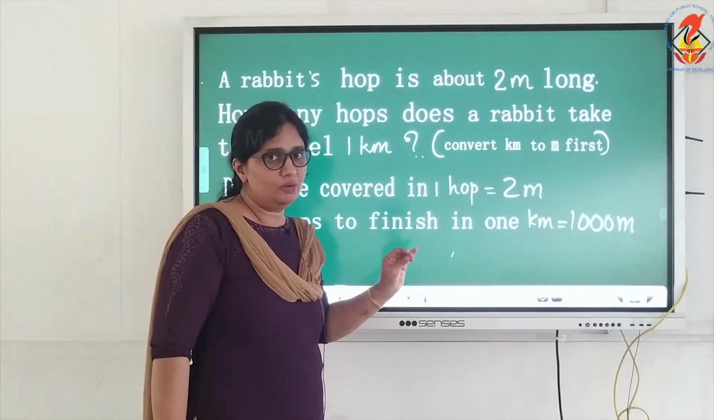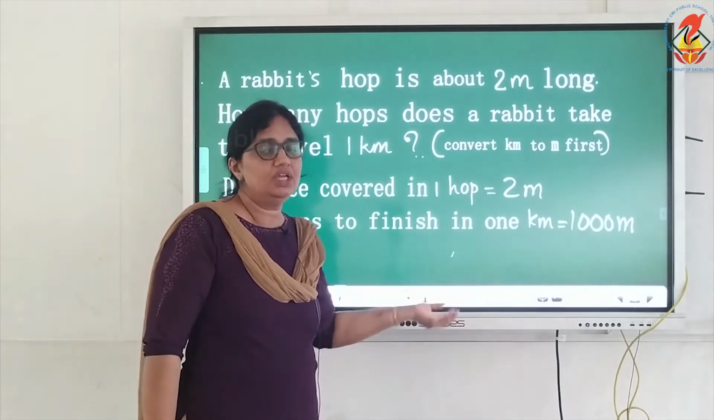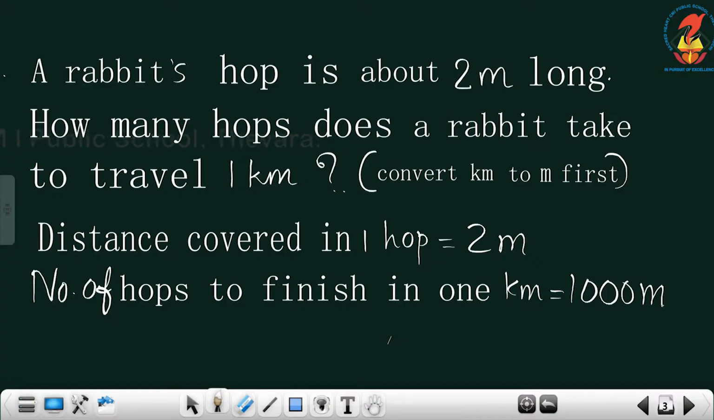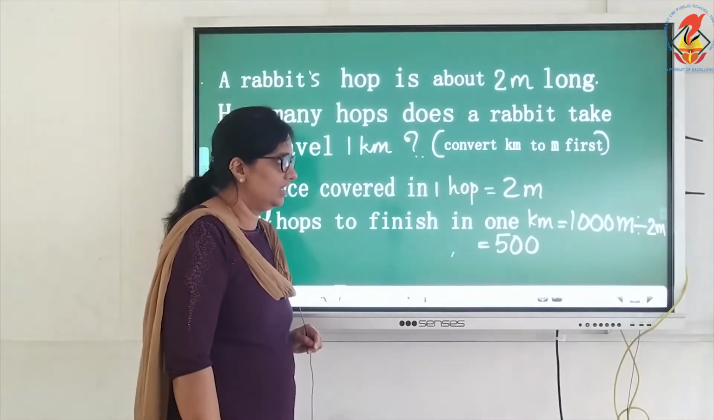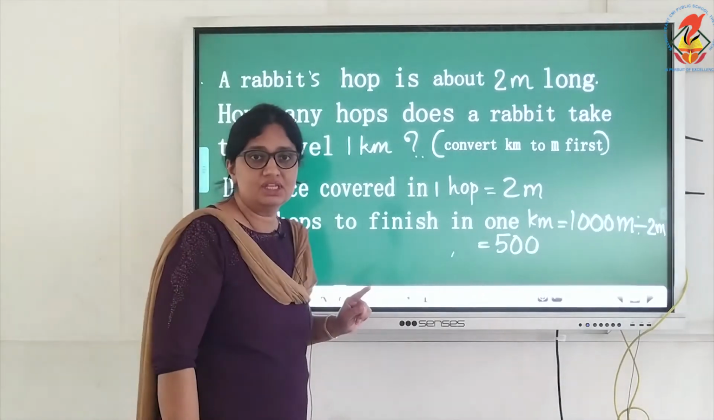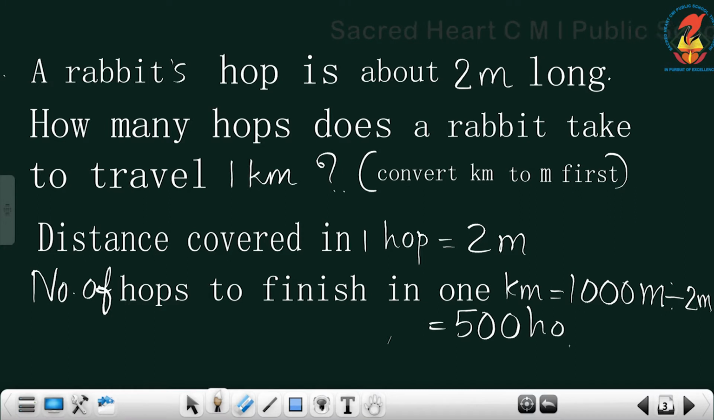But one is in kilometer and the other one is in meter, so we need to change kilometer also to meter. That's why it will become 1000 m divided by 2 m. The answer is what? 1000 divided by 2, you will get 500. That is the number of hops. So 500 hops only, right? Is it clear, children? You know how to do this.